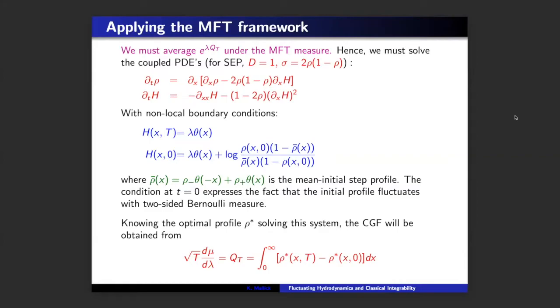And now if I'm able to solve these equations with these boundary conditions, I will get the optimal profile, the profile which is the most likely to generate a current of fugacity lambda. And if I substitute the solution into the definition of Q, in fact, this will give me the probability of occurrence of this Q. So that's the program we need to fulfill.